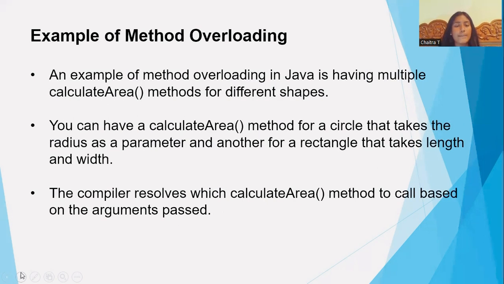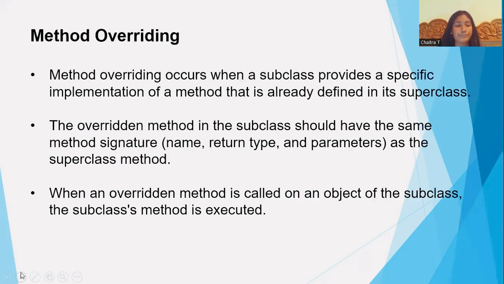Let us see an example of method overloading. An example of method overloading in Java is having multiple calculateArea methods for different shapes. You can have a calculateArea method for a circle that takes the radius as a parameter and another for a rectangle that takes length and width. The compiler resolves which calculateArea method to call based upon the arguments passed.